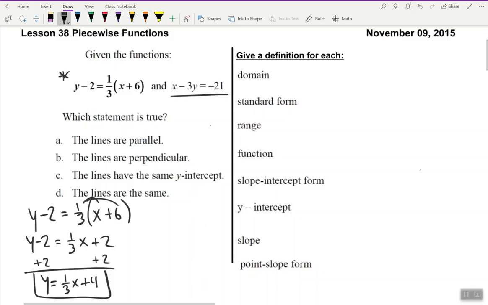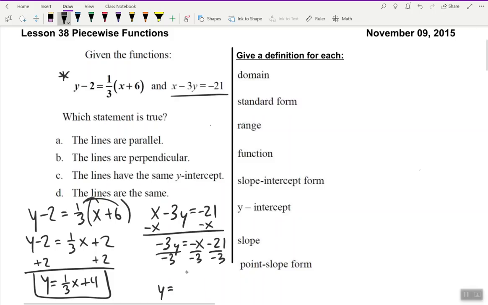And this one, x minus 3y equals negative 21. So what are we going to do? We want to solve this for y. We eventually want this to say y equals, right? So we'll subtract x. So we get negative 3y equals negative x minus 21. Divide by negative 3. So we get y equals negative 1 divided by negative 3 makes 1/3 x, positive. 2 negatives make a positive. 2 negatives make a positive here.